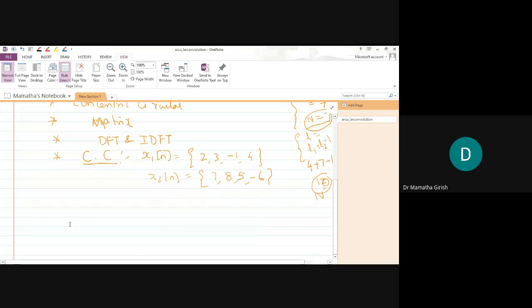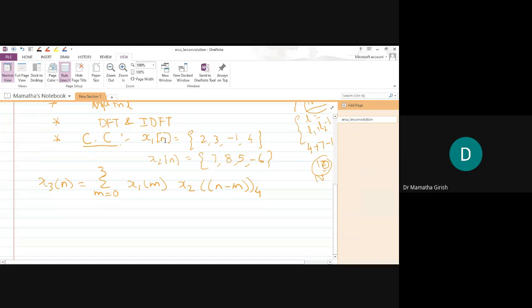First, I'll teach you the actual formula and then teach you the simple trick also. So what is the formula? According to the formula, x3 of n is summation small m varying from 0 to n minus 1, x1 of m into x2 of n minus m modulo 4. So the first step is to translate the sequences x1 of n and x2 of n to the m domain.